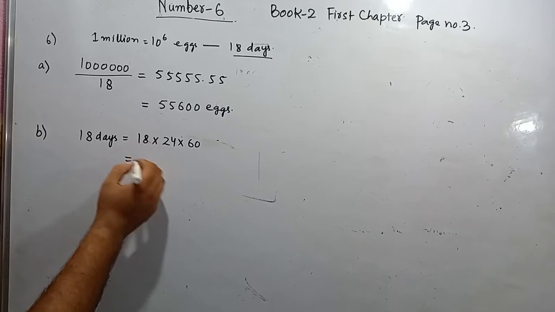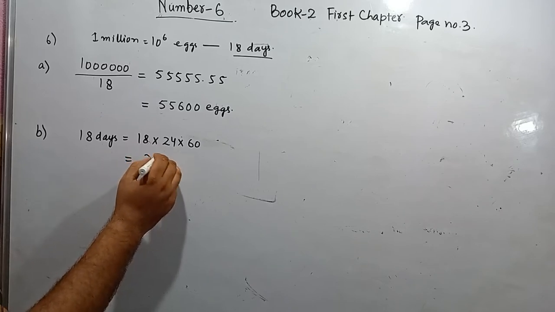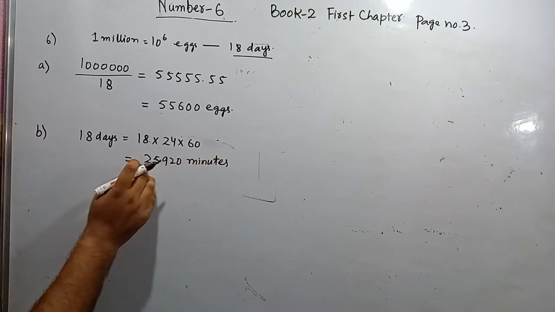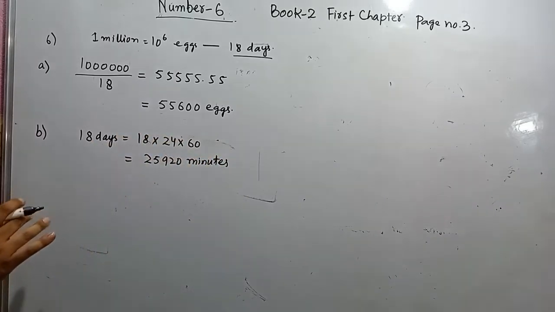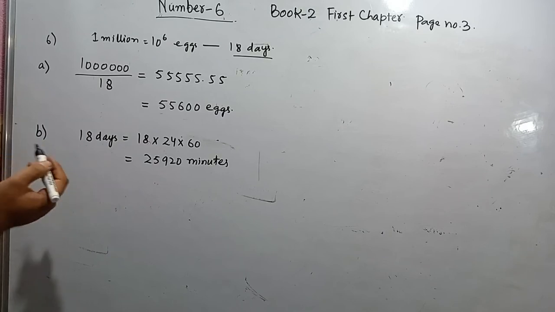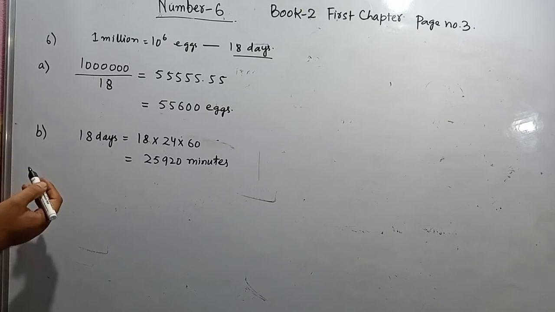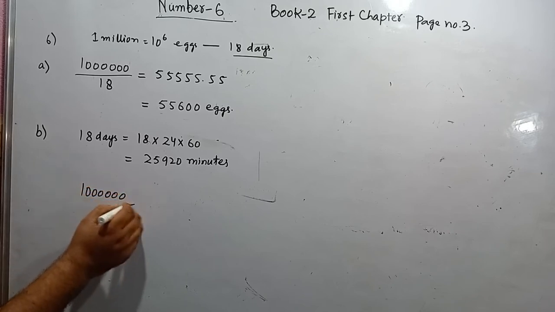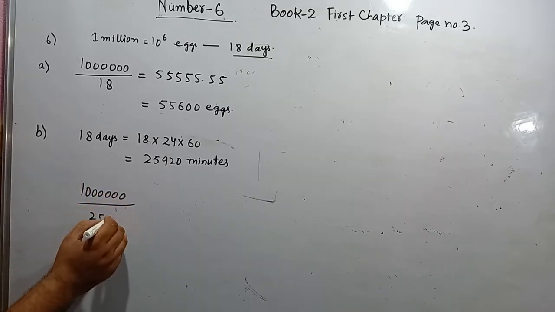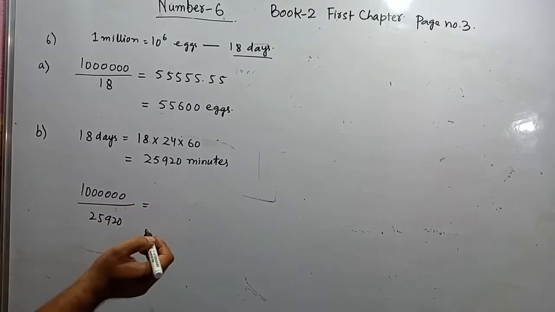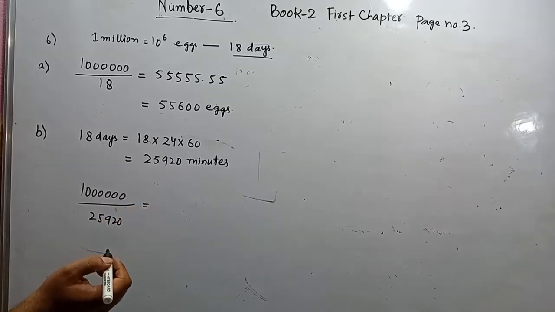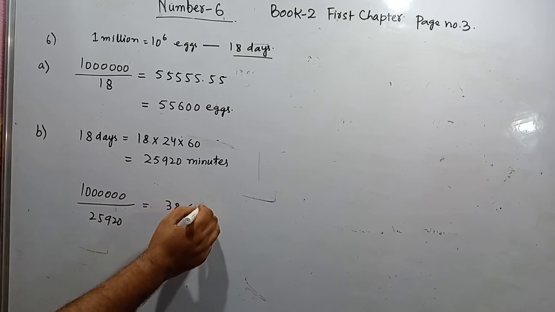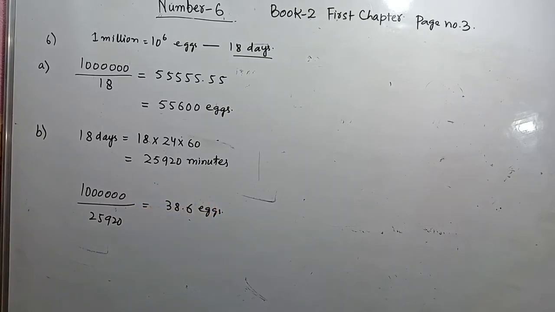It will become minutes. So I will get here 25920 minutes. So in 18 days there are 25920 minutes. Now I need to calculate in 1 minute how many eggs the queen will lay. You can see here I will write 1 and 6 zeros divided by this value, that's 25920, and I can get here, writing the answer corrected to three significant figures, 38.6 eggs. This is the answer of the B part.